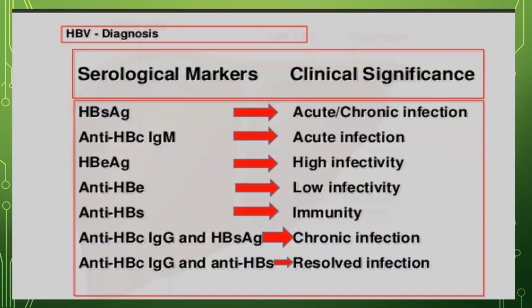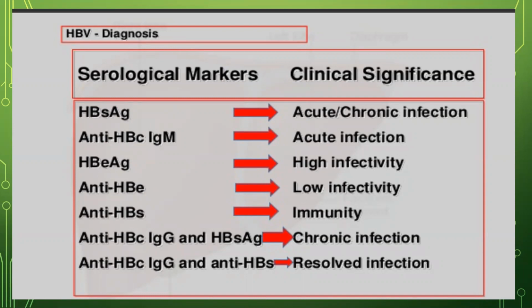There are several serological markers for hepatitis B: core antigen, surface antigen, and anti-HB antibodies. HBs, or surface antigen, can appear in acute or chronic infection. Anti-hepatitis B core immunoglobulin M can be found in the blood of the patient in case of acute infection.